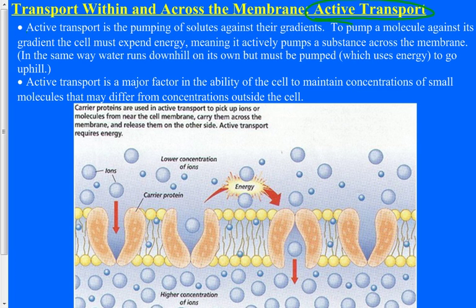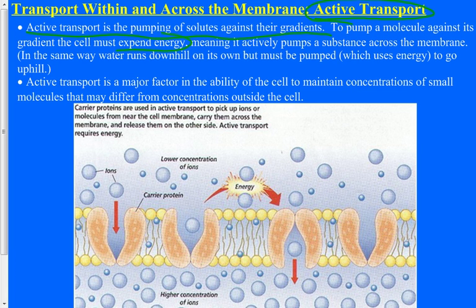Okay? So the big thing about active transport is it's the pumping of solutes against the gradient. Okay? The gradient means from high to low. All right? Active transport goes from low to high. Okay? But it's like going uphill. All right? Active transport is going uphill. You don't roll uphill. Okay? You have to climb. You have to push up the hill. All right? You can roll down the hill, that's free. Okay? But to go up the hill requires energy.